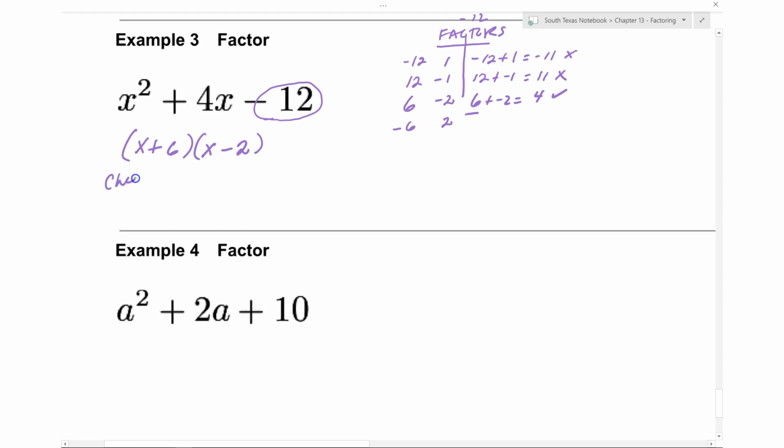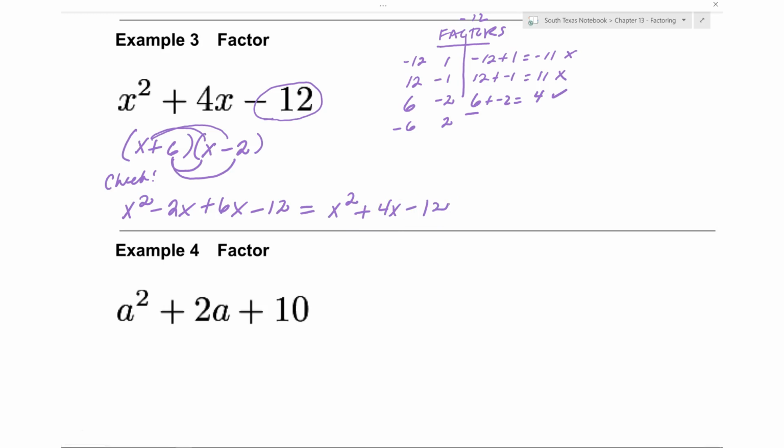And if you'd like to check, all you would have to do is the FOIL method. x times x is x squared. x times negative 2 is negative 2x. 6 times x is positive 6x. And then 6 times negative 2 is negative 12. If we simplify, we have x squared plus 4x minus 12.